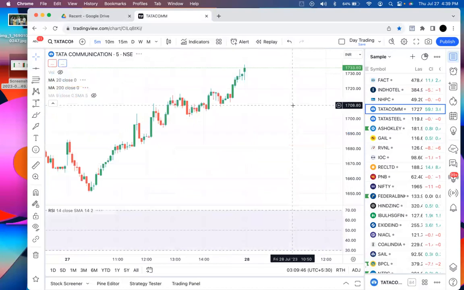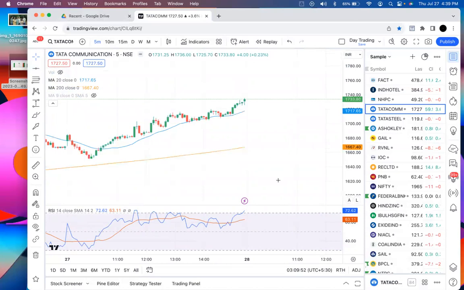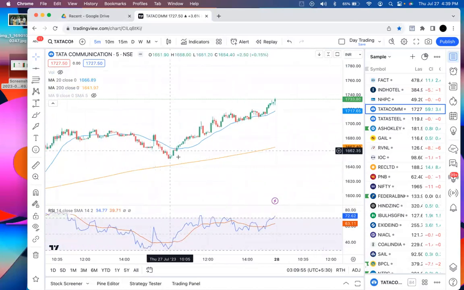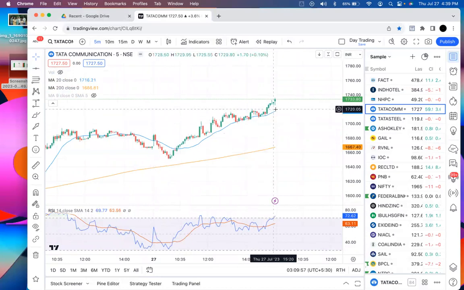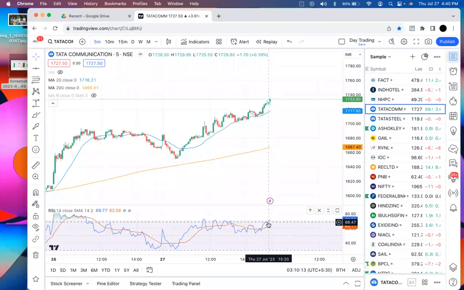Tata Consumer. Sorry, this is Tata Communication, not Consumer. If you notice, the 20 has gone further away from the 200, and we can expect it to come back. I won't trade this because, will it go up further? Well, I don't know. The chances are less because it's already too far away from the 200. And also the RSI is quite high. So I don't have much expectation about this continuing to go up. The probability is less, so I wouldn't bother trading this.